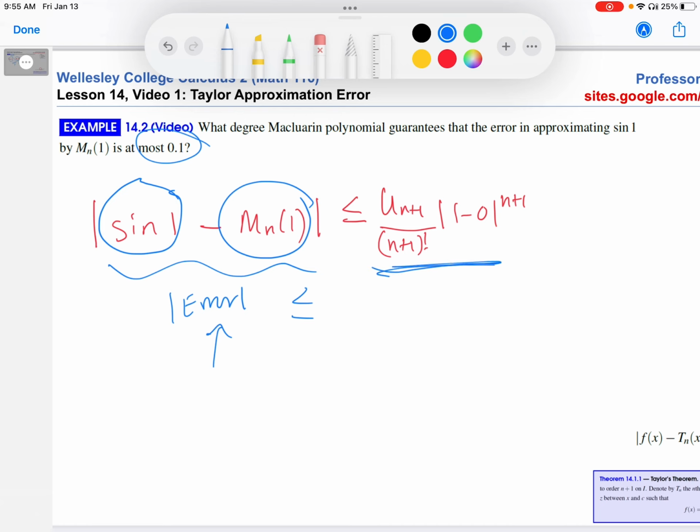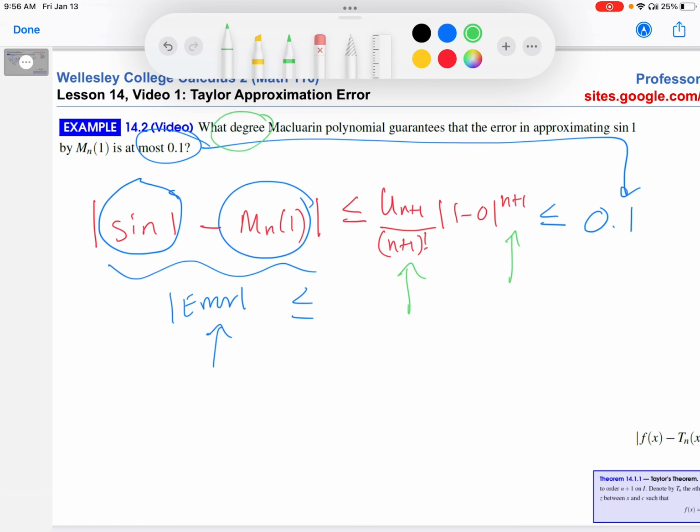If we can find a way to get this thing to be less than or equal to 0.1, you can see already that if we are then able to solve for n, which is the degree, that will give us the answer, right? If we now work on this inequality and solve for n, we might get something like n equals 7, and then there we go. Use a 7th degree Maclaurin polynomial. That'll get your error down to at most 0.1.